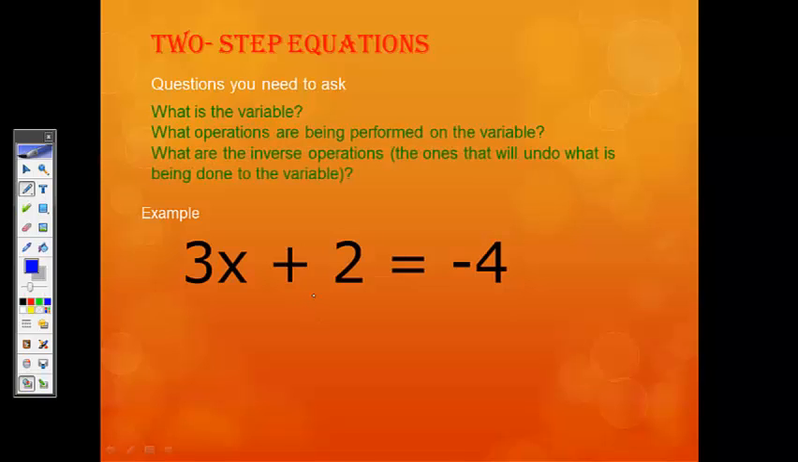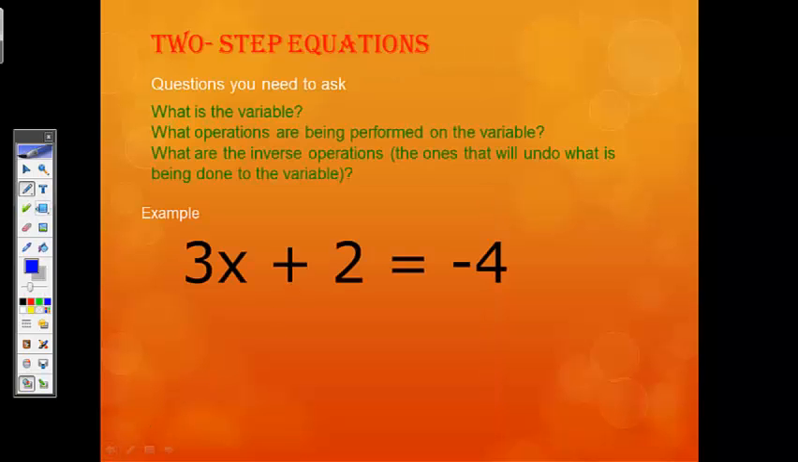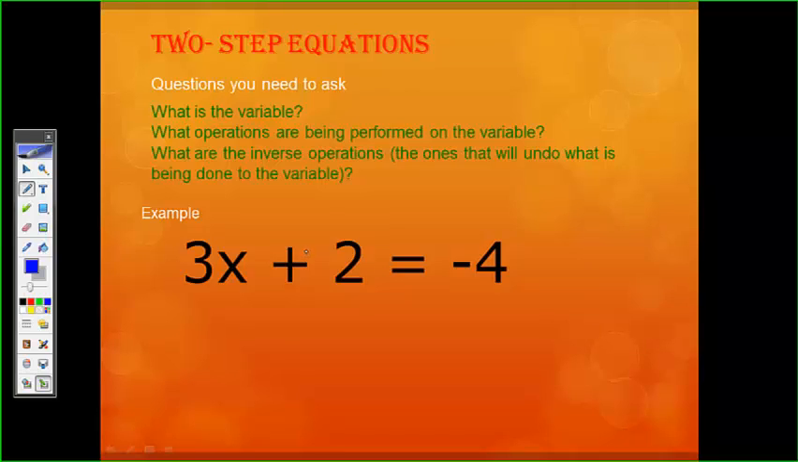So how are we going to undo these operations? We need to undo the addition, and we need to undo the multiplication. So we have to use the opposite, which will be negative 2. Okay, so here we actually have to do the opposite of plus and the opposite of multiplication. So we know we have to divide and then subtract.